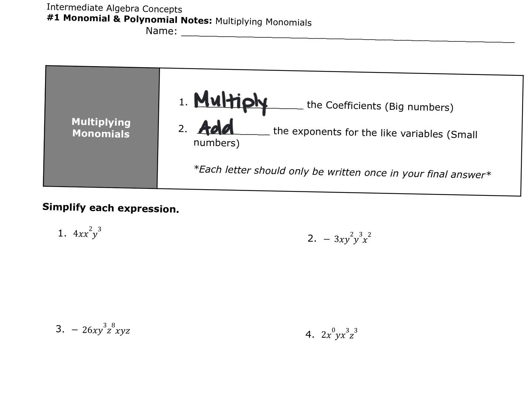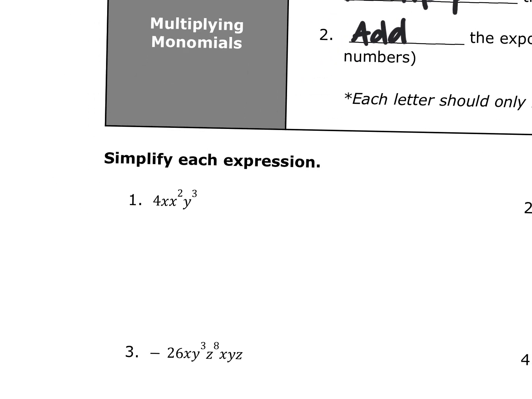So if I have x to the second and x to the first, I'm going to add those two numbers together and I get x to the third. Each letter should be only written once in your final answer. Okay, so let's look at this first one.